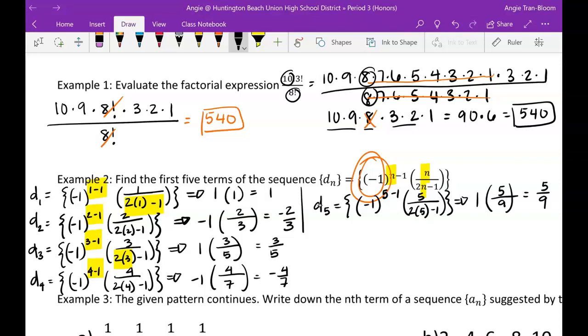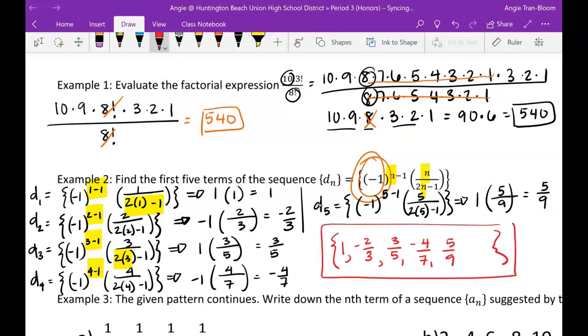So what do we do with all those 5 little things that we found? We put it together as a set, okay? So I'm not picky on how you write these. Oops, I meant negative 2/3. You can use the bracket. I'm not gonna deduct points if you don't, but it just looks pretty with the bracket. So these are the 5 terms we found. There it is. Okay. Example 3.